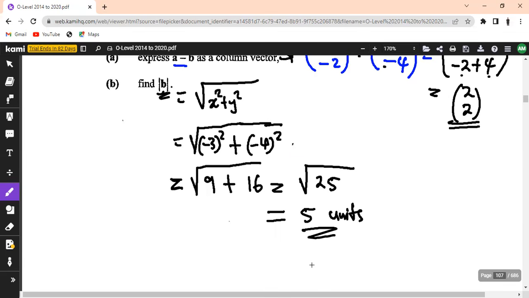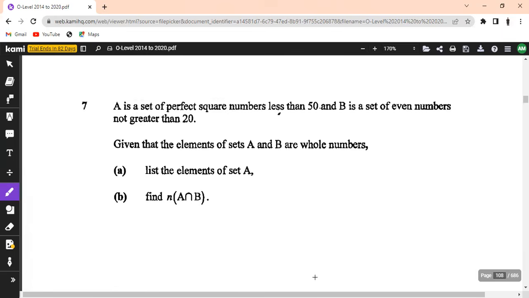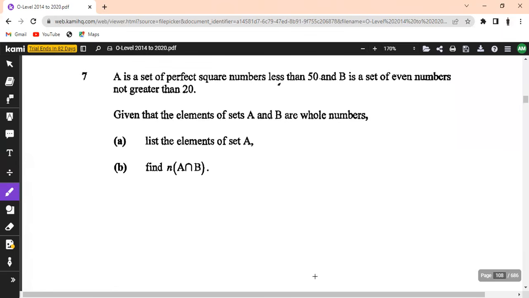So you have to be very, very careful with the questions that you're given there. All right. So that was it. A is a set of perfect squares less than 50. So A, these are perfect squares less than 50. B is a set of even numbers not greater than 20, which means we are talking about less than 20.